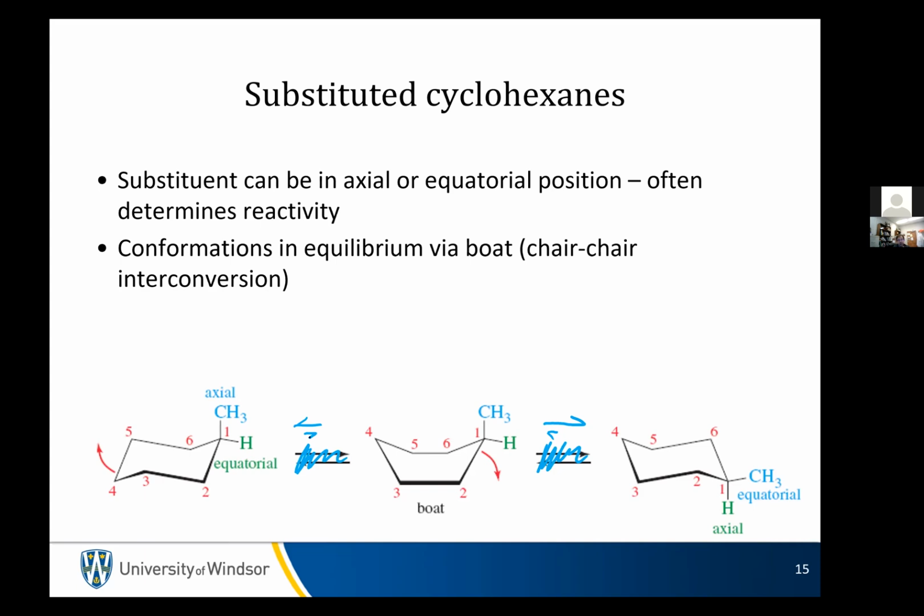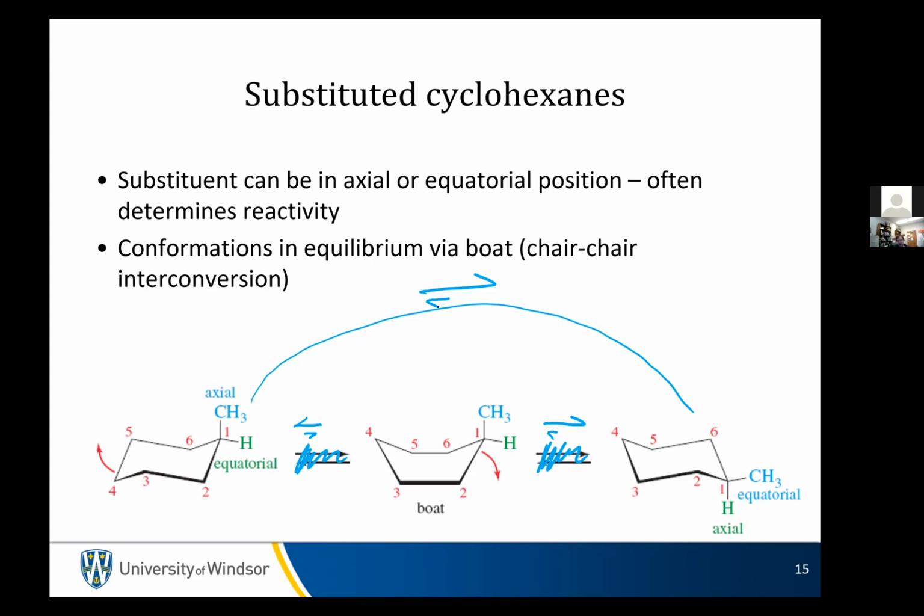The chairs are favored over the boats. But then if we're going to compare the two chairs together, the overall equilibrium lies towards having that methyl group, the CH3 group, equatorial, because it's not whacking into all those little hydrogens that are axial as well. The axials are whacking into other axials, and that's not good. So the equatorial is more stable than the axial. And note that the hydrogen here is equatorial, the hydrogen here is axial, but the CH3 is bigger. And so that's all that matters.